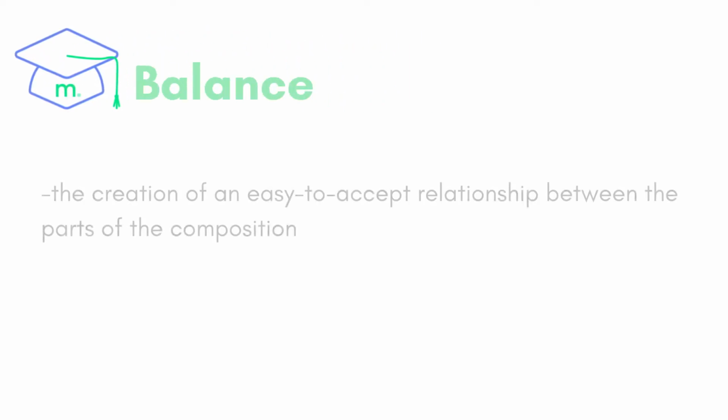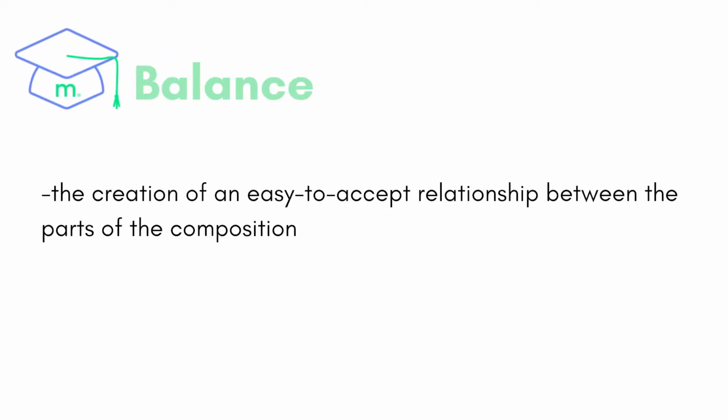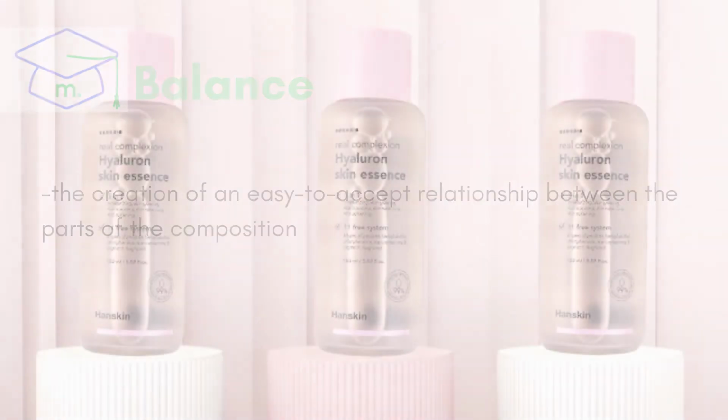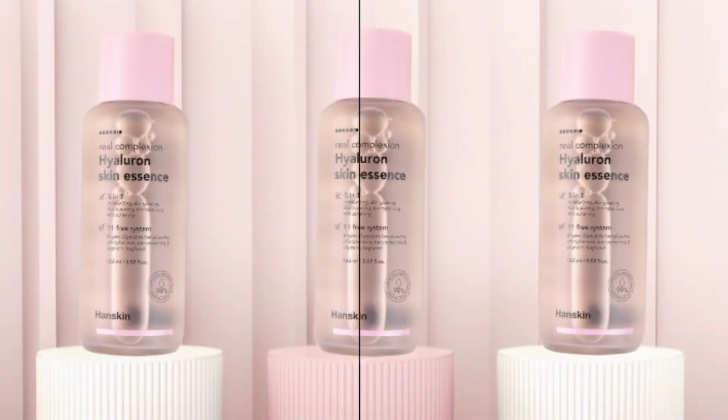Today, we are going to be learning about balance. Balance is the creation of an easy-to-accept relationship between the parts of the composition. If a design were cut in half by an imaginary line drawn through the center, and one side was an exact replica or mirror image of the other side, that would be a classic example of symmetrical or formal balance.